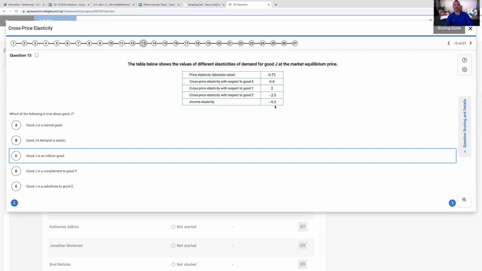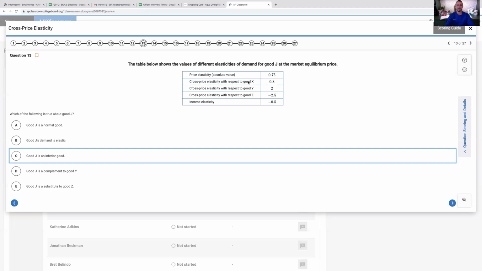And so if you have a negative coefficient here, if you have a negative number when you calculate the income elasticity, that means that your income went up and you bought less of this thing, which means that as your income rises, you don't want to buy that garbage good anymore, right? So it must be an inferior good, okay? So 13 is C.